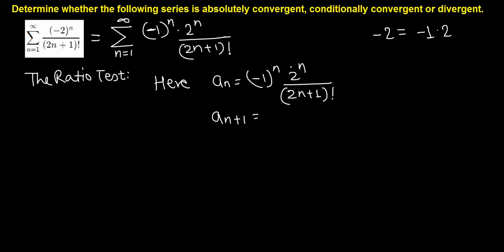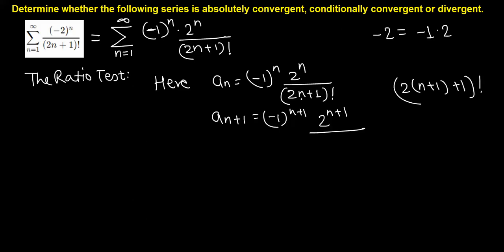For the next term, just replace n throughout by n+1. So this will be (-1)^(n+1), 2^(n+1) over (2(n+1)+1)! on the bottom. 2n is being replaced by n+1, so we have 2 times the quantity n+1, plus 1. We need to distribute the 2, so we get 2n+2, plus 1, which is 2n+3. So (2n+3)!. That's the next term.